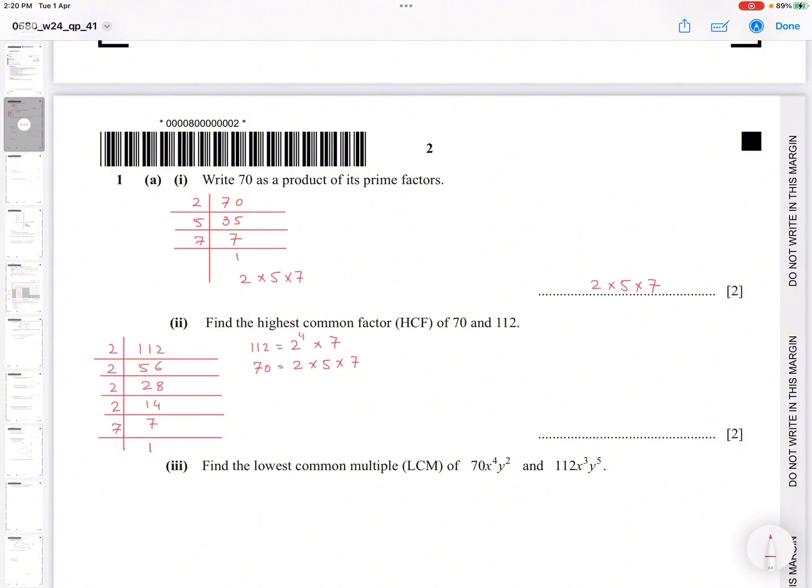So now for HCF, we will pick the smaller one from the same numbers. We have 2 power 4, we have 2 power 1, so you just pick the smaller one, 2. And from 7 and 7, they are the same number, so pick 7. So this gives us 14. 14 is our HCF, highest common factor.